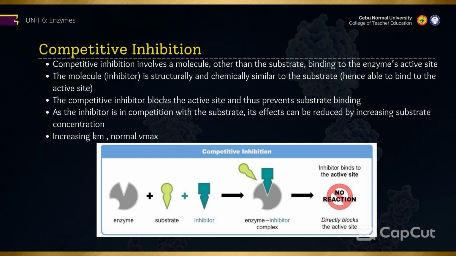So as the inhibitor is in competition with the substrate, so they compete with each other, the effect of this can be reduced by increasing substrate concentration. That is why it is increasing Km and normal Vmax. So Km is a kinetic parameter which gives the substrate concentration at which half of the maximum enzymatic reaction rate is attained. So Km is determined not only by substrate binding affinity but also by how quickly the enzyme substrate complex is turned over into product.